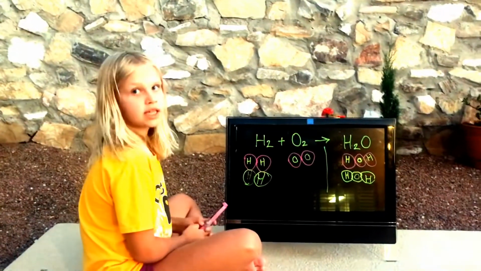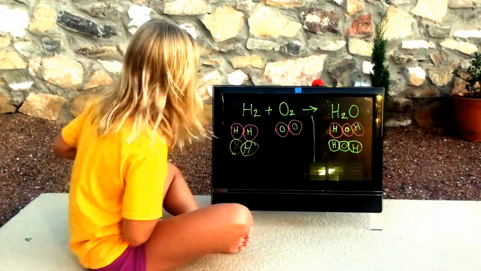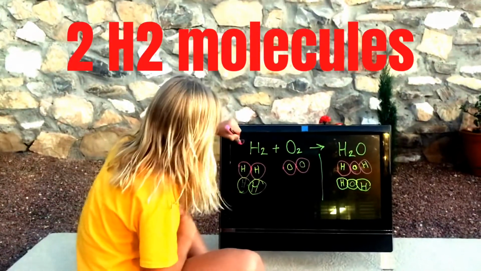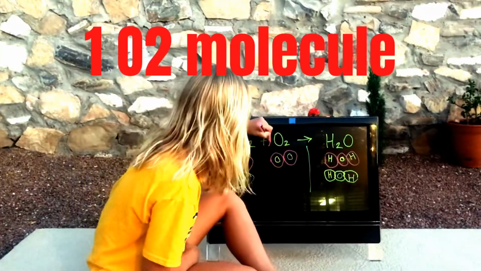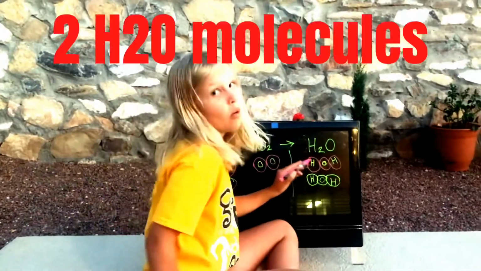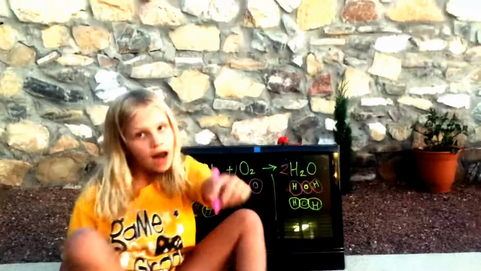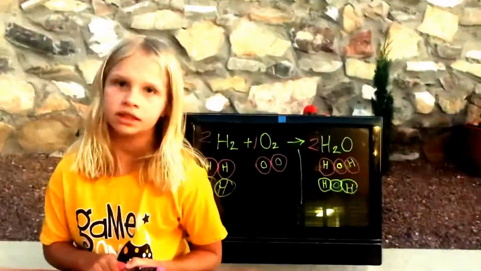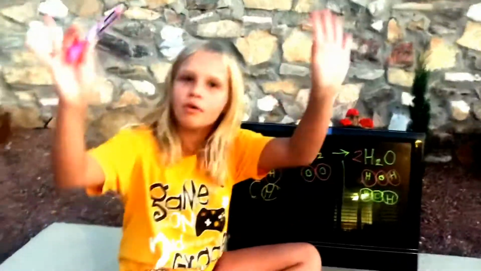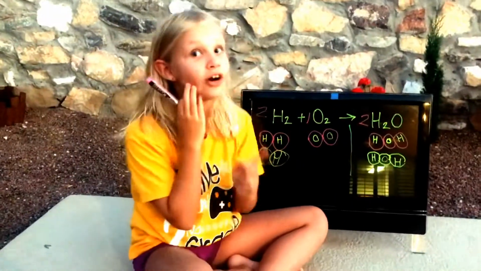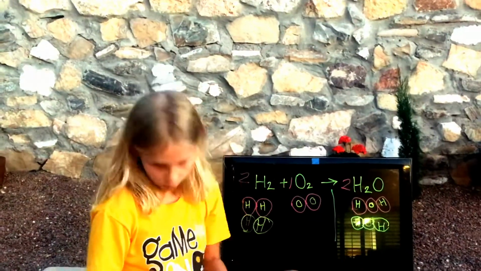So now let's count my drawing. We have 1 here and 2 here. So it is gotta be a 2. We have 1 here, so it's gonna be a 1. We have 1 and 2 here, so it's gonna be a 2. And that's how I balance my chemical formula. Wait. Not formula. That's how I balance my chemical equation.